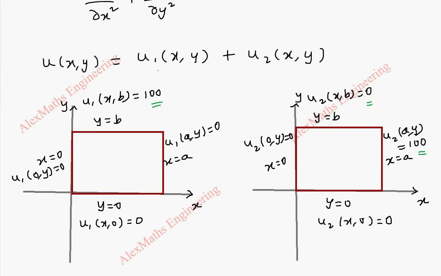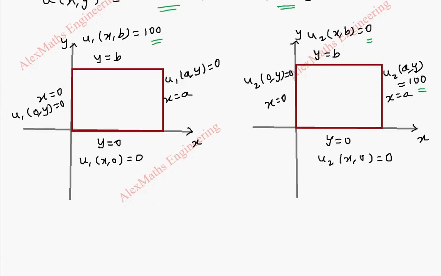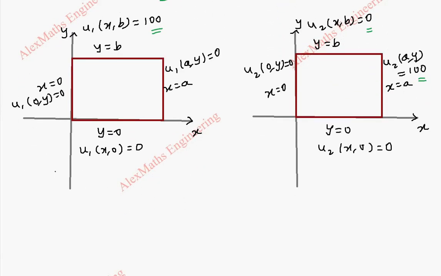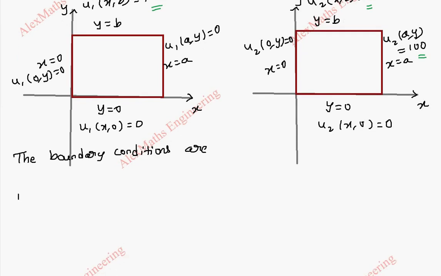So we have separate u1 and u2, and again we have to write the boundary conditions for u1 and u2 separately. So let's write the boundary conditions for u1. The boundary conditions are: first one, u1 of x comma 0 is 0. Similarly, u2 of x comma 0 is 0. And again, x ranges from 0 to a.